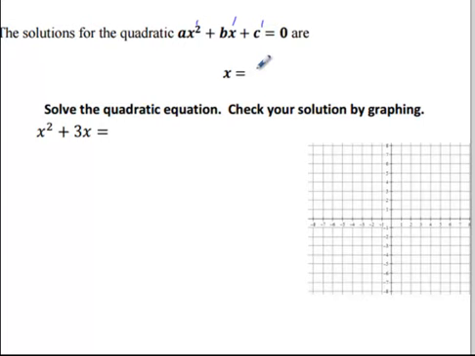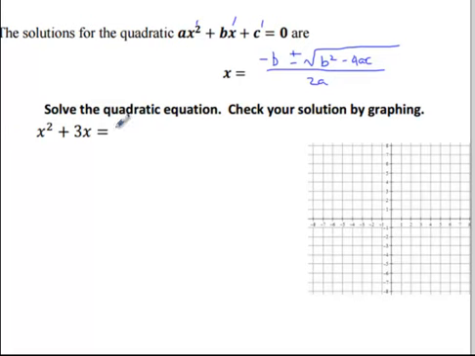The quadratic formula will tell you, when you plug in a, b, and c, what the possible values for x are, and it is as follows. X equals negative b plus or minus the square root of b squared minus 4ac, all over 2a.